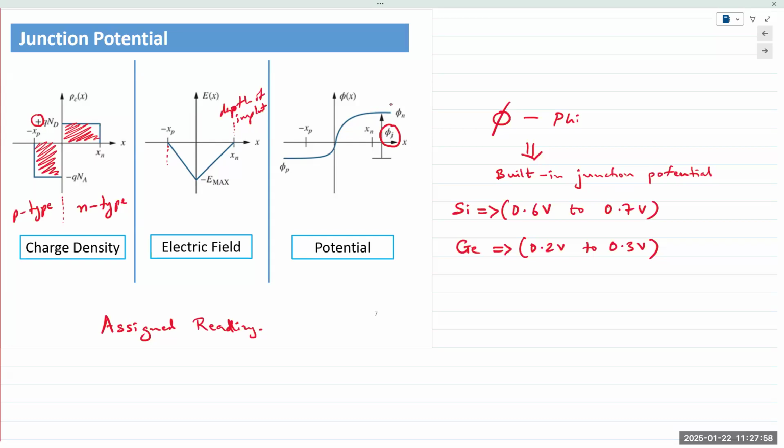Breakdown voltage would be different. And we'll get to that in a few slides. Okay, but does everything make sense?